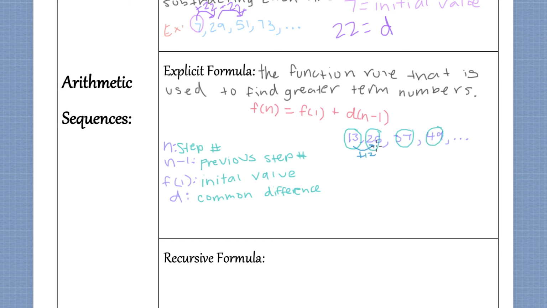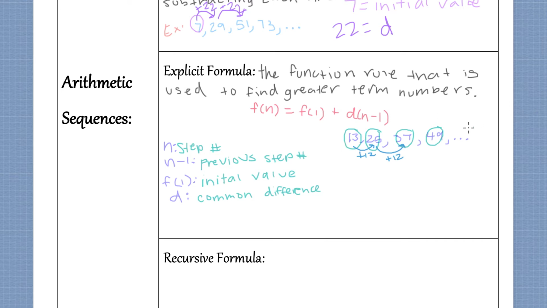And let's just check it one more time. 37 minus 25 is also plus 12. And so we're adding 12 each time, and so our common difference is 12. Next, let's figure out how we're going to write our explicit formula and how to use it.